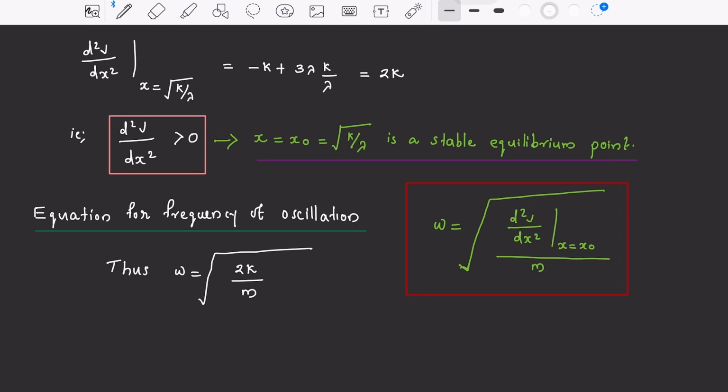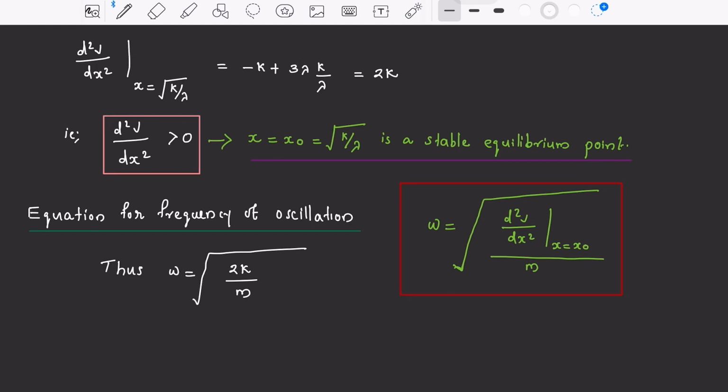Now we know that omega is equal to 2 pi f. Therefore, the frequency f is nothing but 1 by 2 pi root of 2k by m.